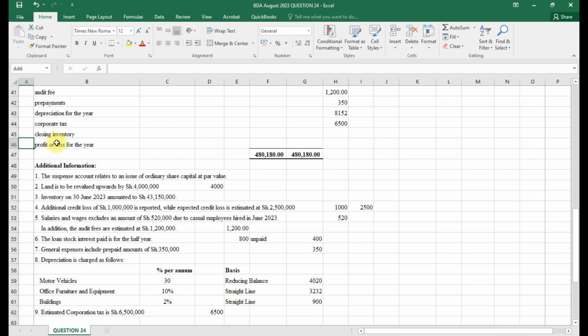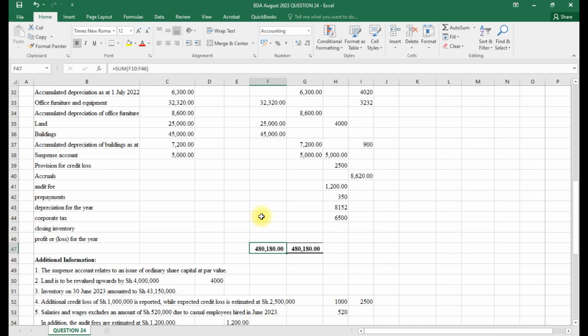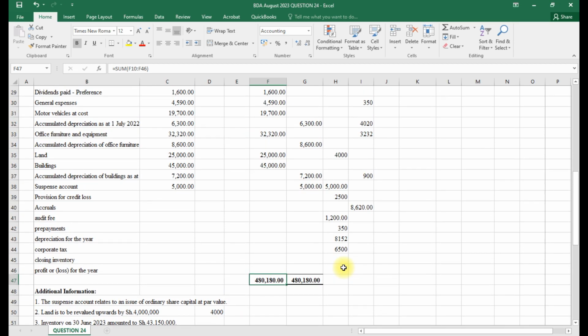So for the loss, I will use a bracket. Profit or loss for the year, loss will be in the bracket, the profit will be positive. I think that's all that we have under that category. And when you look at this one, it has captured up to F46 from F10. I think that one is okay to that particular point. And even this one, G46.